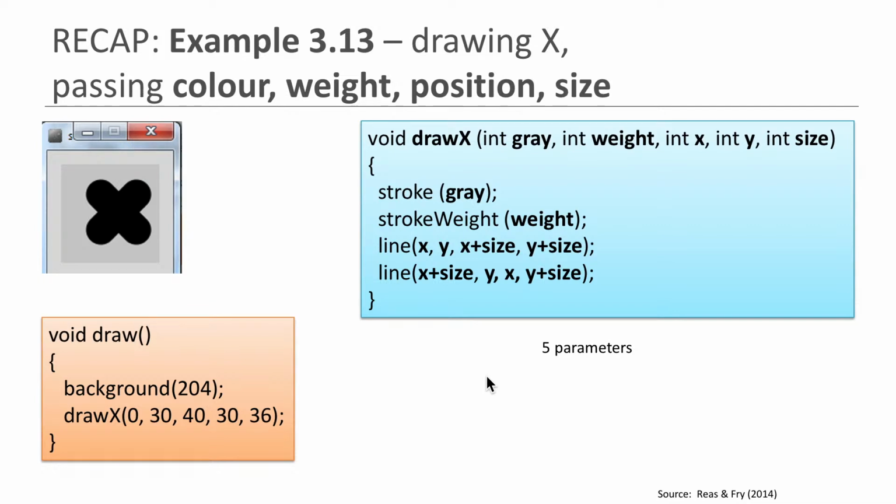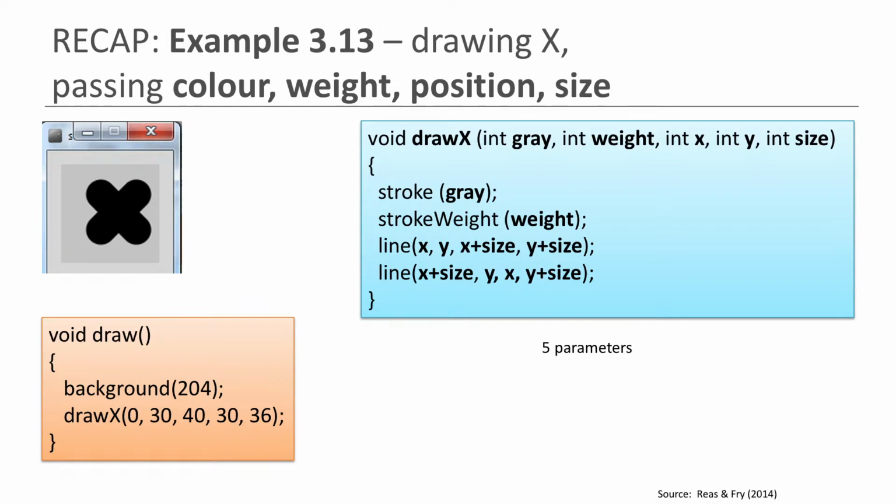We then looked at different versions of that by moving out the code that draws the lines for the X into its own draw X method. And we parameterized it by allowing you to pass in the color in grey, the weight, how thick it was, the X and Y coordinates, and the size. And then all we were doing inside the method is using these local variables in our calls to draw the lines and the colors and so on. So shouldn't be any real issue there.